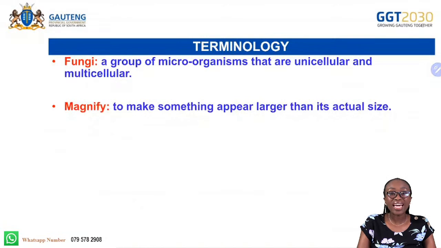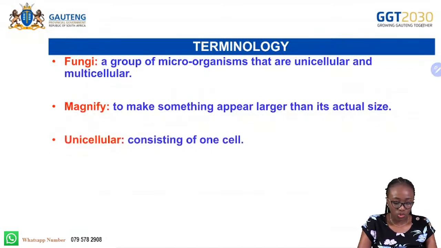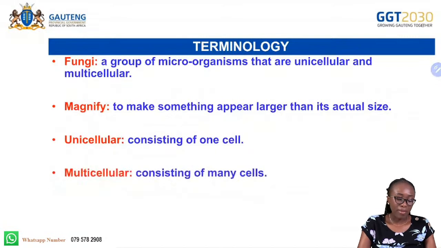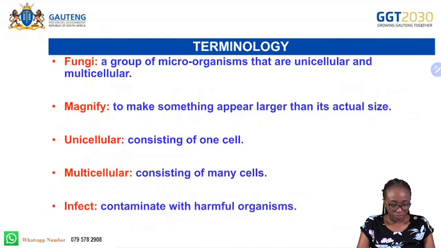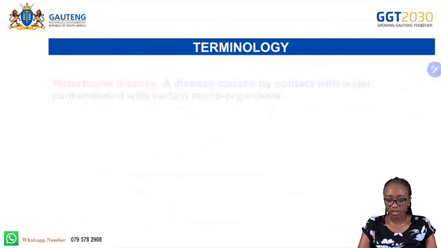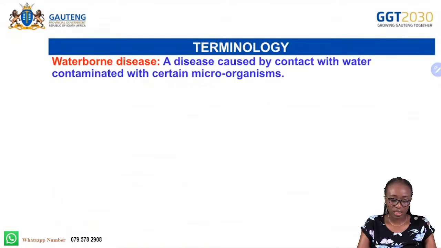Magnify means to make something appear larger than its actual size. Unicellular means consisting of one cell, and multicellular means consisting of many cells. So that is what unicellular and multicellular mean. Infect means contaminate with harmful organisms.